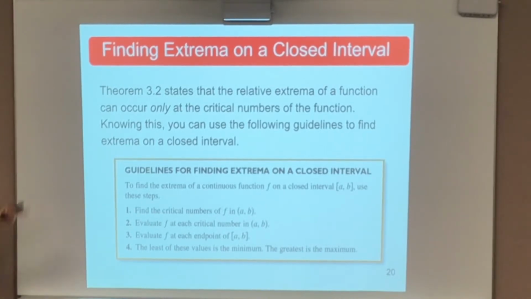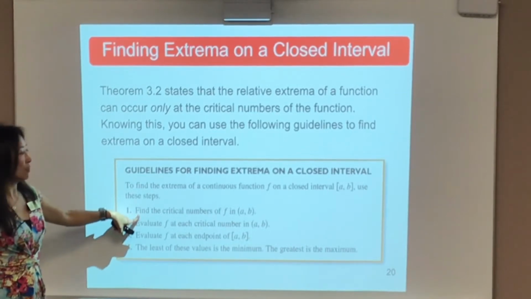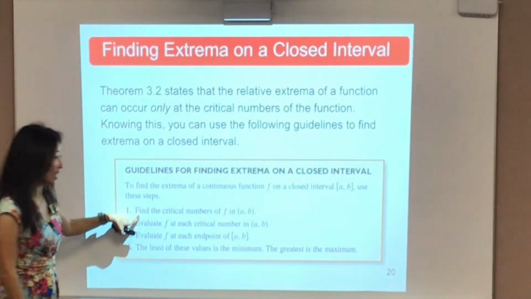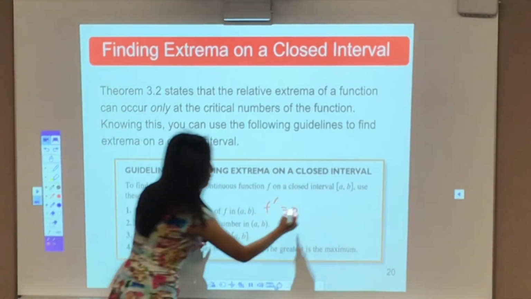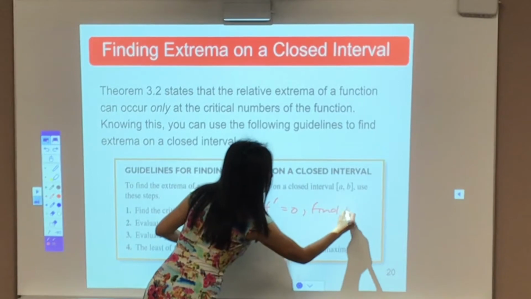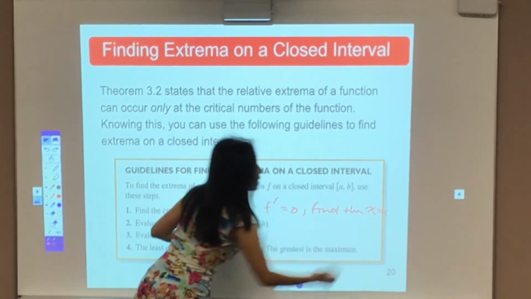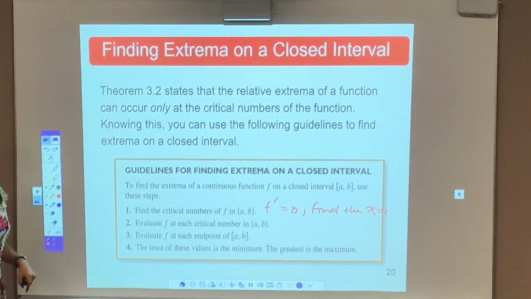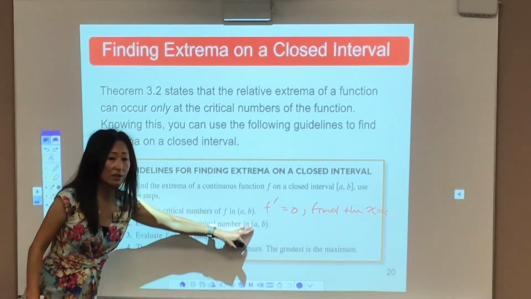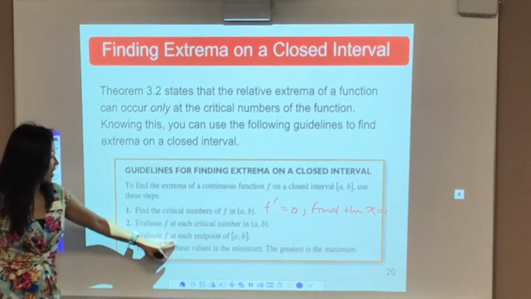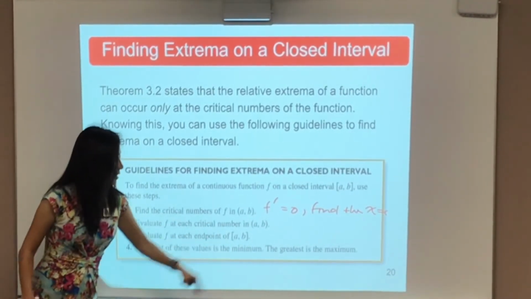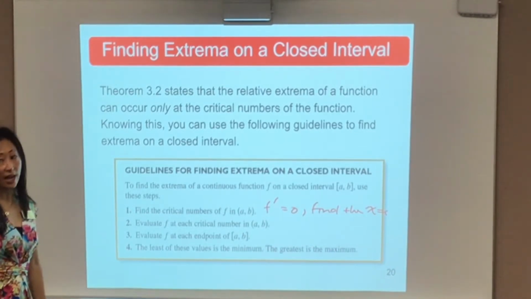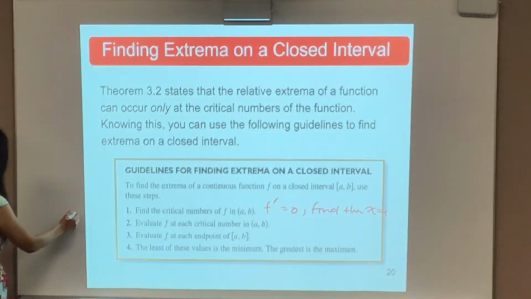So, guideline for finding extrema on a closed interval. Find the critical numbers of f. How do you find that? You set f prime equal to 0, right? And then find the x. That is your c, a critical number. Evaluate f at each critical number, and then evaluate f at each endpoint. Of this list, the smallest value is the minimum, and the largest number will be the maximum. Okay.